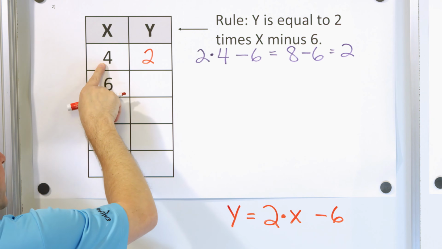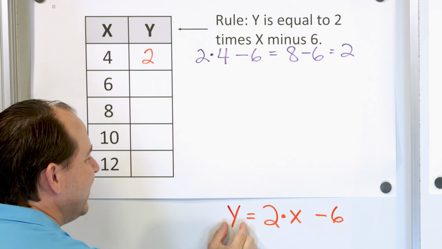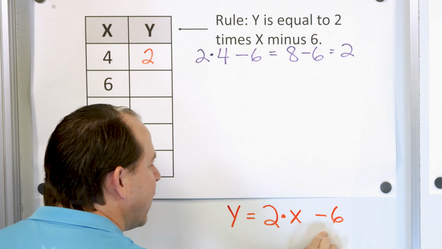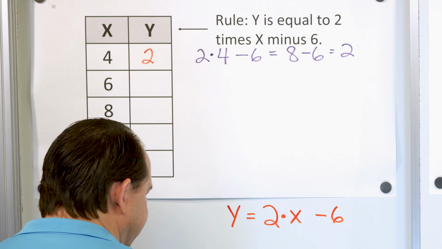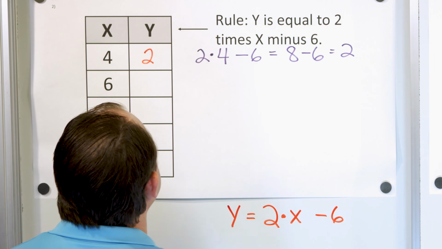2 times this minus 6. Then we get a y value of 2 because the variable y is equal to 2 times x minus 6. We say that y depends on x, and so that's what we call dependent. All right? Next, let's take a look at the next one.